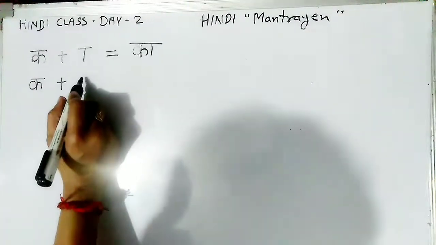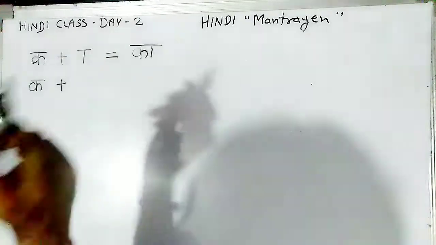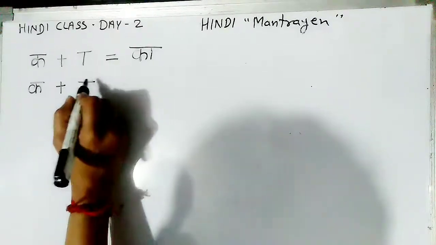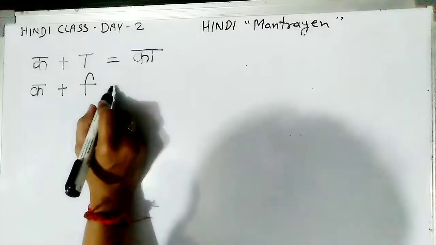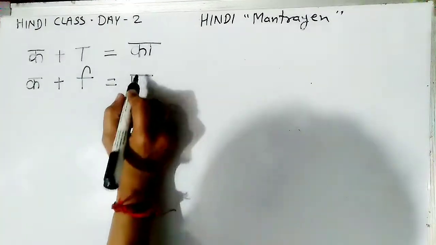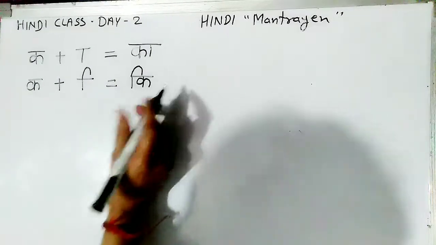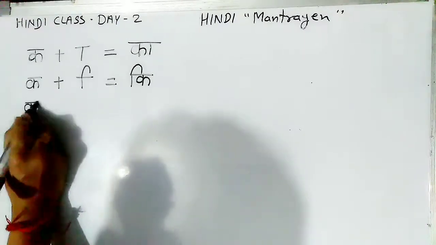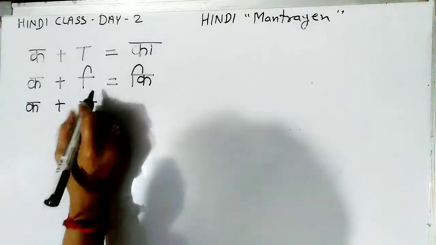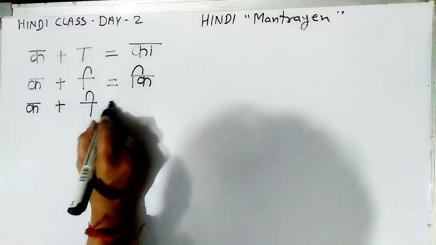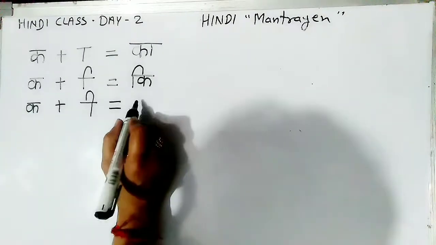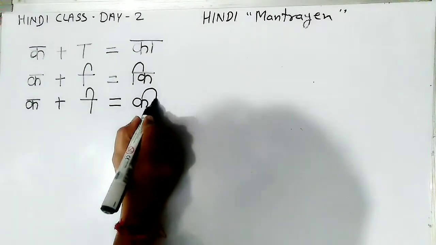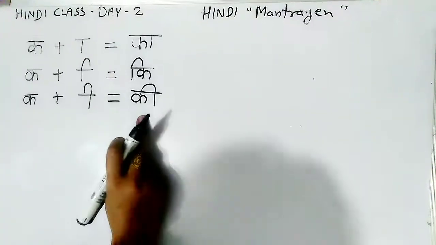Ka plus the small i matra. This is the small i symbol, and this is ka. It makes ki. Ka, and this is big E, double E. This is ka, and this is the big E matra. It makes kee.